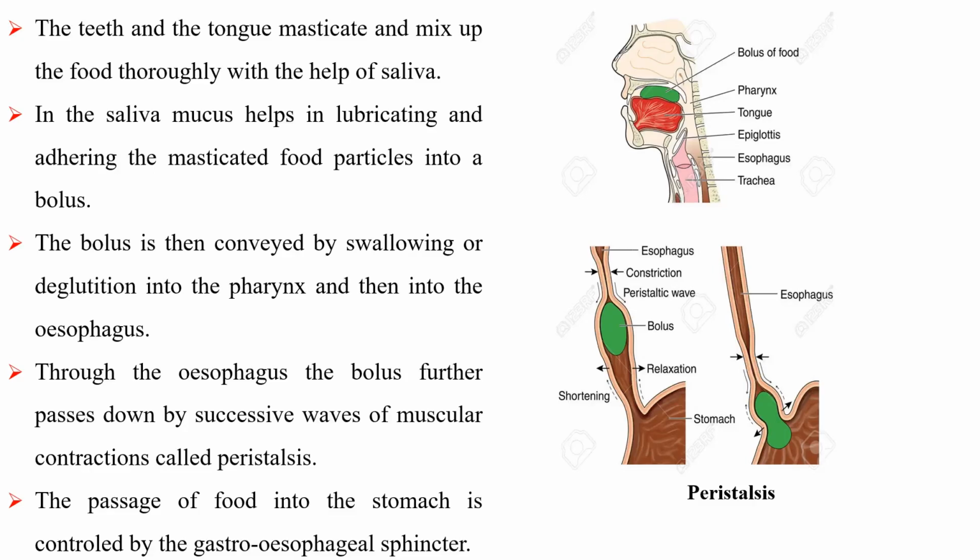Through the esophagus, the bolus further passes down by successive waves of muscular contraction called peristalsis. The passage of food into the stomach is controlled by the gastroesophageal sphincter.